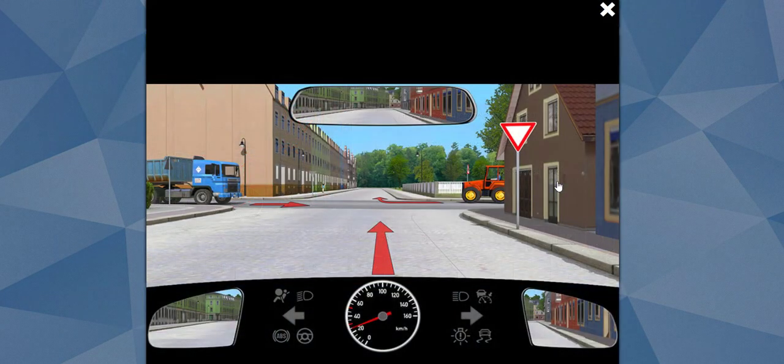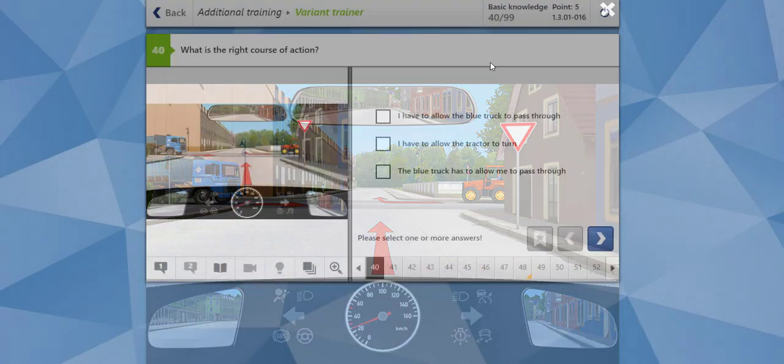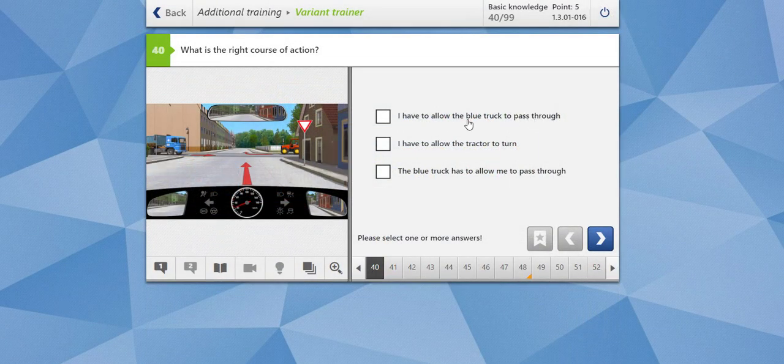What is the right course of action? So there is a yield sign. It means you have to wait and let the horizontal traffic pass through. So you have to let the tractor and the truck pass through, and then you can move. I have to allow the blue truck to pass through? Yes. I have to allow the tractor to turn? Yes. The blue truck has to allow me to pass through? No. Because you have the yield sign, so you have to allow the horizontal traffic to pass through. Let's check the answers. Our answer is correct.